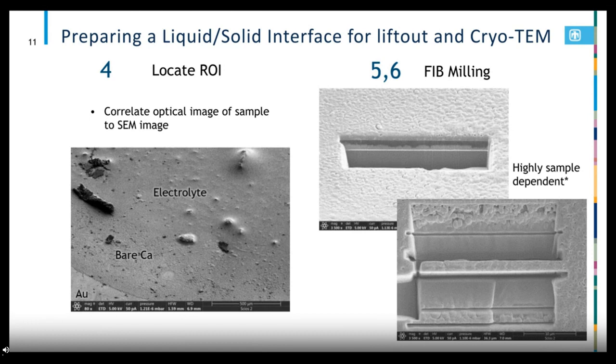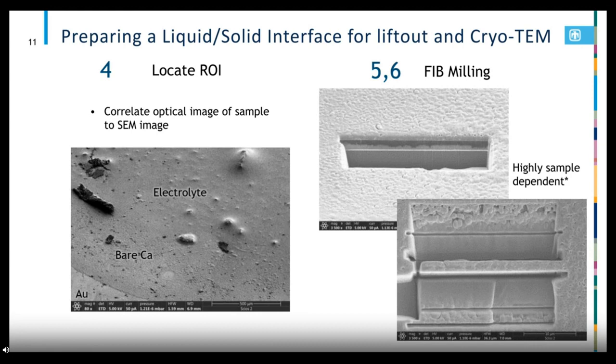And then 5 and 6, I bunched together. I call that just standard FIB milling. So you do your trenches, kind of cleaning up the trenches, preparing for the J-cut of the FIB lift-out. And this process is highly sample dependent. It will depend on the density of your solid phase, the density of your liquid phase, and the quality of your FIB platinum cap on top.